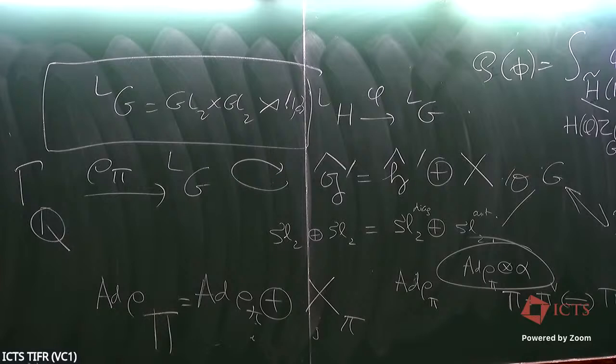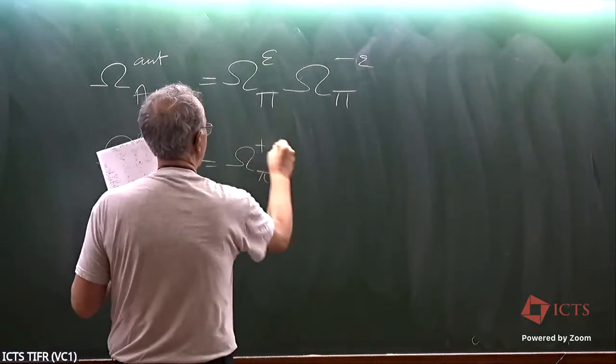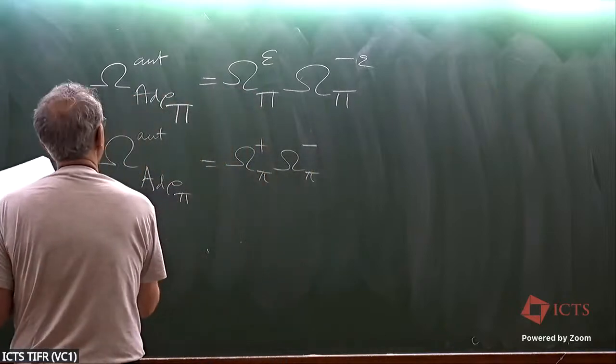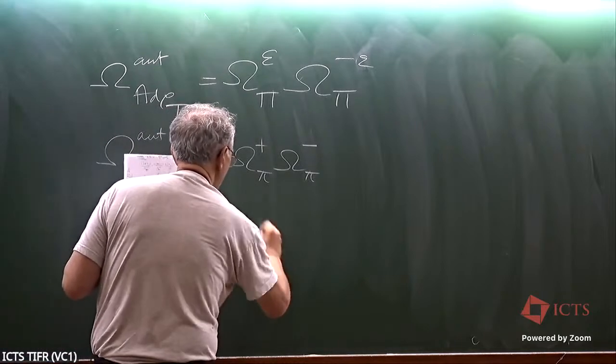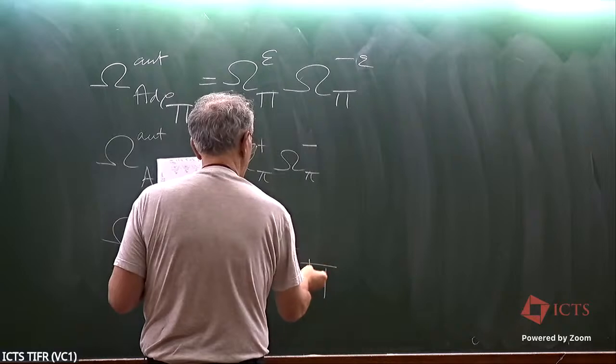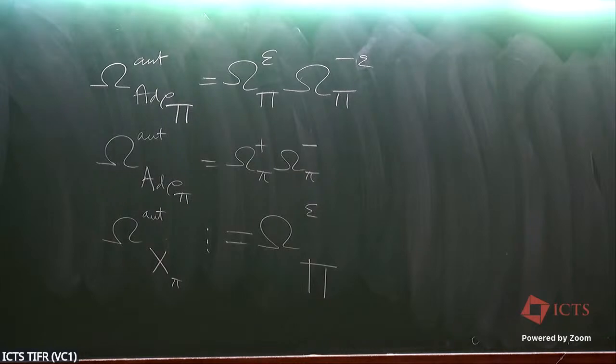So our theorem is that, well, I defined for you omega pi, omega adjoint rho pi. It was omega pi epsilon, omega pi minus epsilon. I defined for you automorphic. I defined for you this one, and that was omega pi plus omega pi minus. And now there is omega x pi automorphic. So we define it to be omega pi epsilon. And then we define it like that.